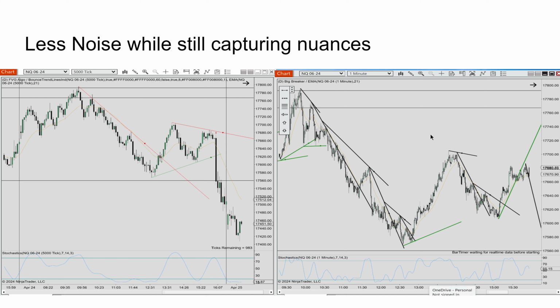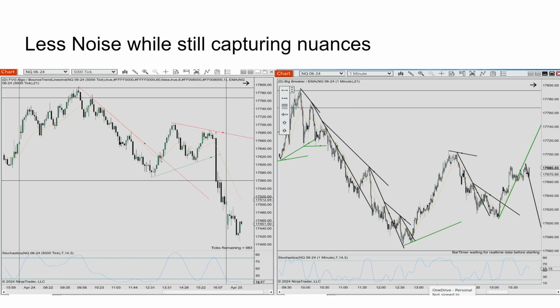If you're putting on a 15-minute chart, you won't see any price. I mean, you will see it obviously, but you won't see the price action necessarily because it'll be just too much. But in 5000 tick charts, you're able to capture nuances.